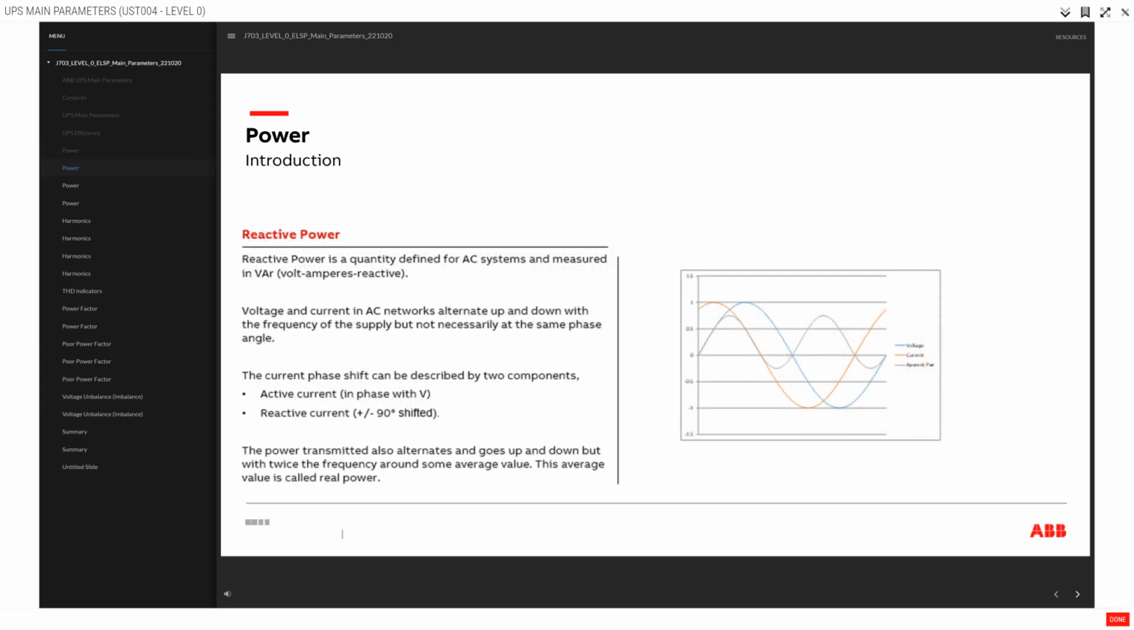Reactive power. Reactive power is a quantity defined for AC systems and measured in volt-amperes reactive. Voltage and current in AC networks alternate up and down with the frequency of the supply but not necessarily at the same phase angle. The current phase shift can be described by two components. Active current, in phase with V, reactive current, +/-90 degrees shifted. The power transmitted also alternates and goes up and down but with twice the frequency around some average value. This average value is called real power.